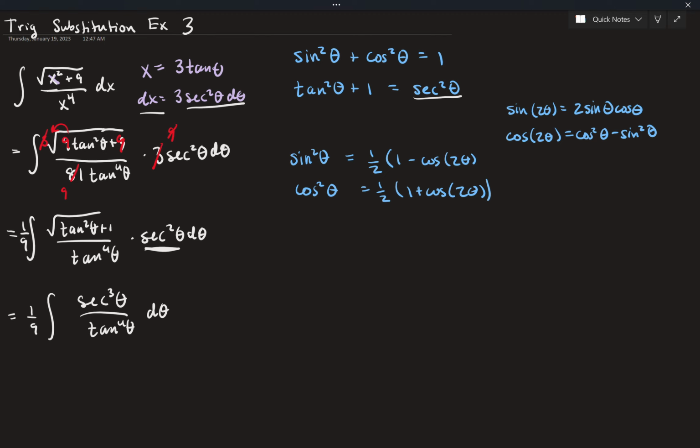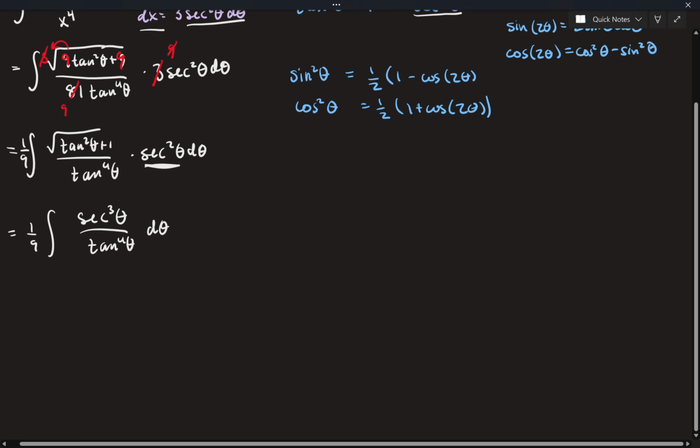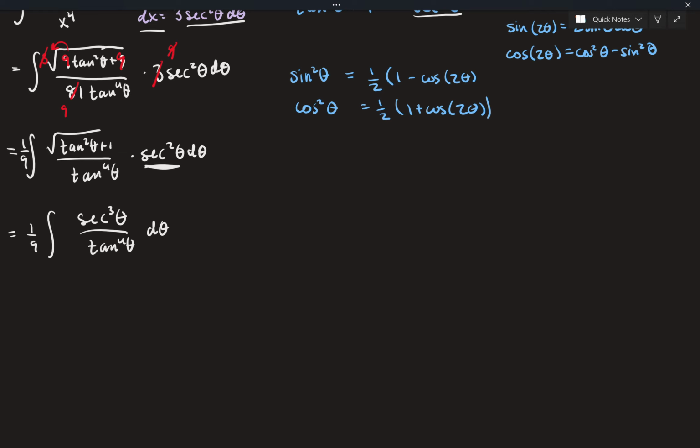Okay, so now I have secants and tangents, but I actually don't have them multiplied, which is usually what I did in the trig integrals video. That's the last section, but they're actually being divided this time. What I'm going to end up doing is I'm going to just see what happens when I change everything into sines and cosines. So secant cubed is 1 over cosine cubed, and then I divide by sine to the fourth over cosine to the fourth.